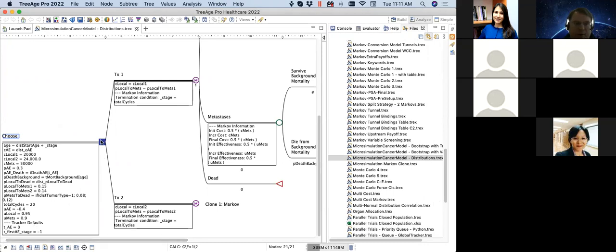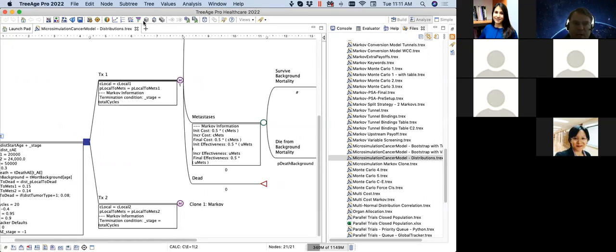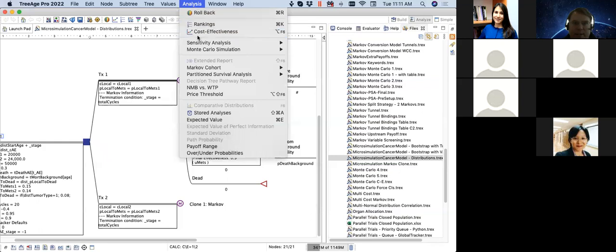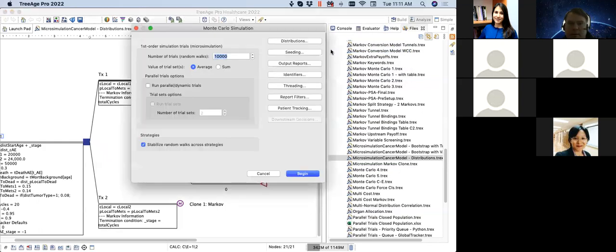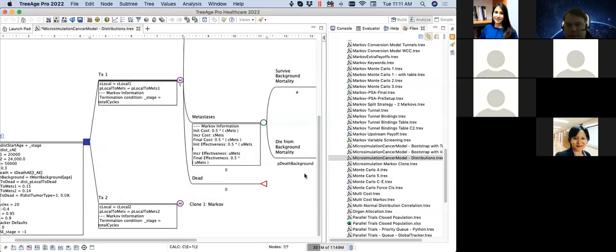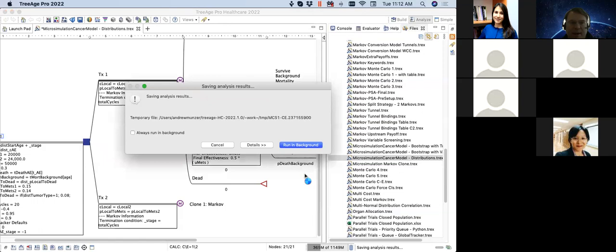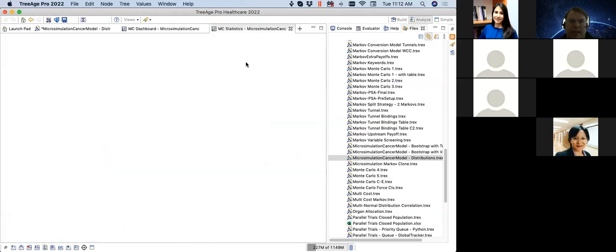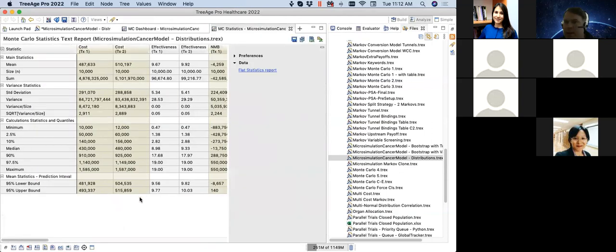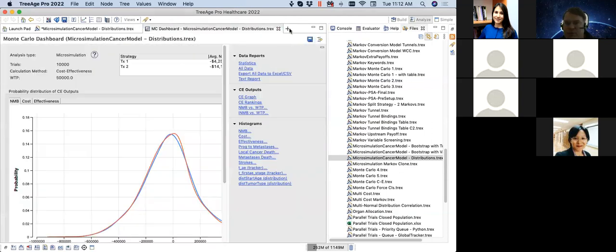But for any of you who have run microsimulation, it's Monte Carlo simulation, where the trials are patients. I'm going to run 10,000 patients through this model. What you used to get was just a presentation of a whole lot of data, a big table of data that looked a little bit like this, which was not very illustrative of what is actually being run here.